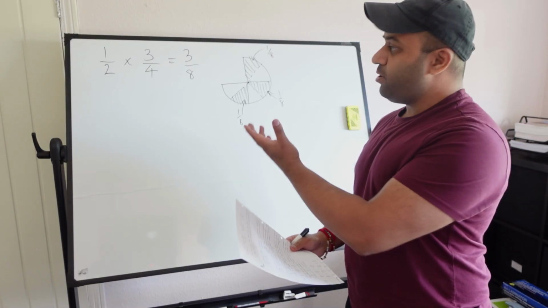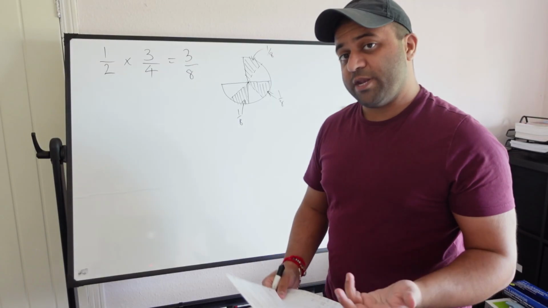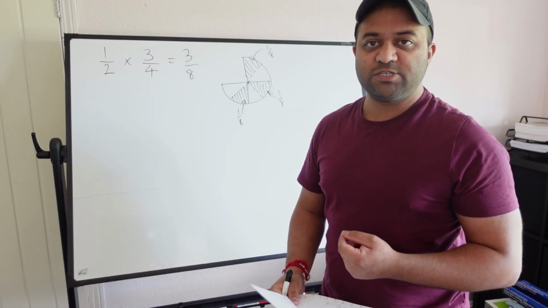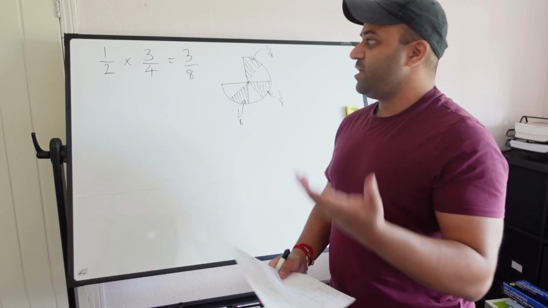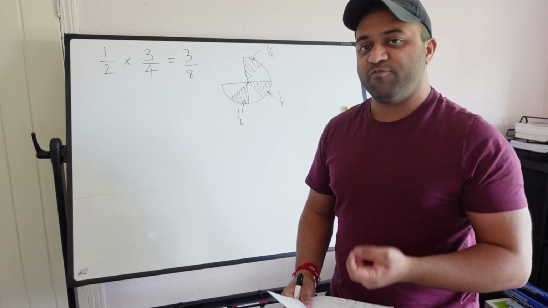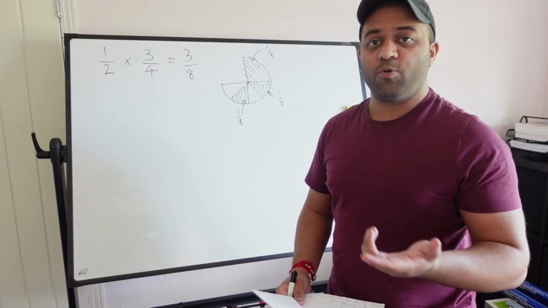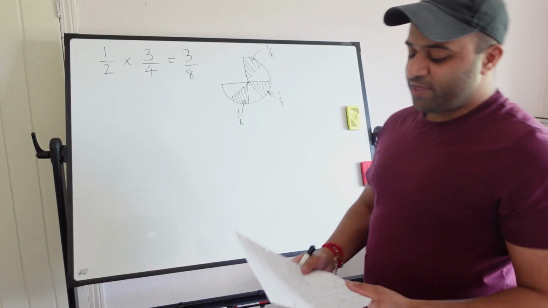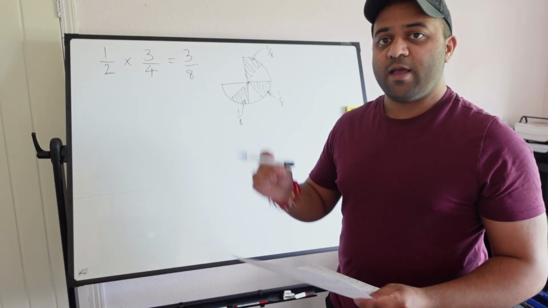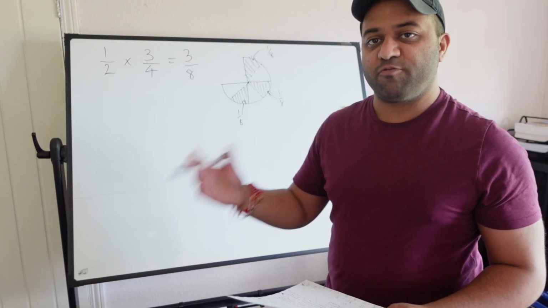Now if you were to look at the numerators 1 and 3 and the denominators 2 and 4 and then look at the result of 3/8, we can see that the 1 multiplied by the 3 gives us the 3 and the 2 multiplied by the 4 gives us the 8. This shows the rule that we're about to write down, which is that multiplying the top numbers together and multiplying the bottom numbers together can give us the final fraction.